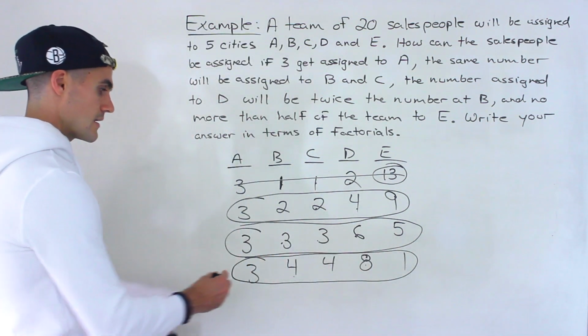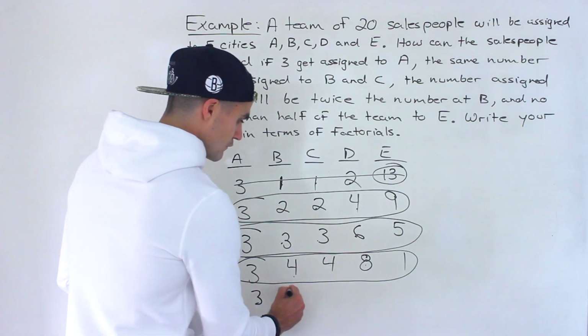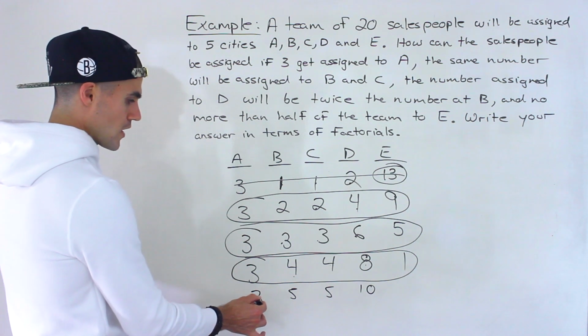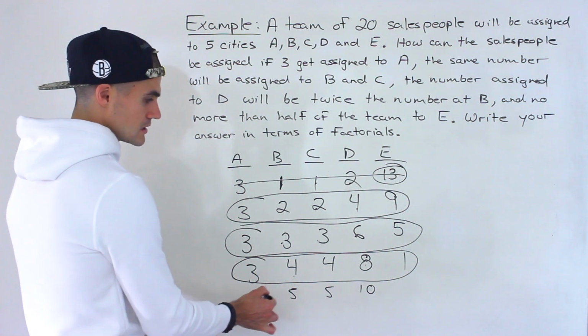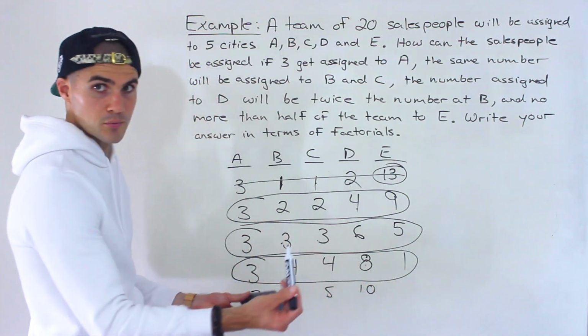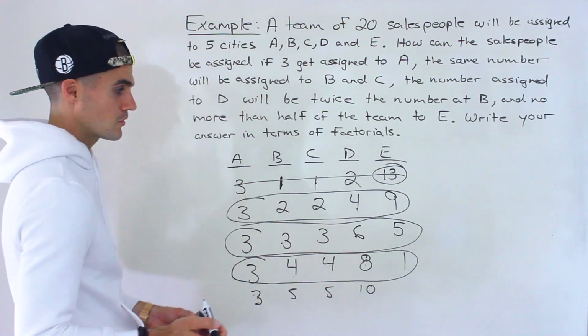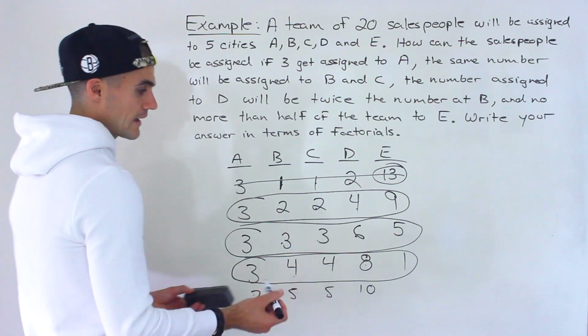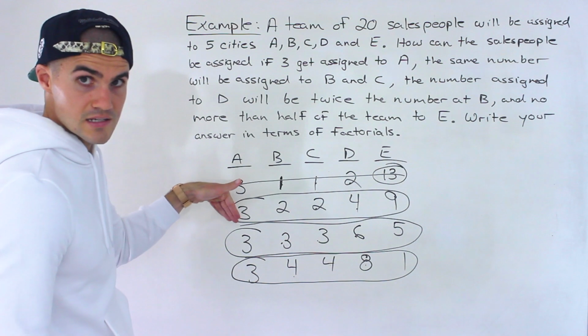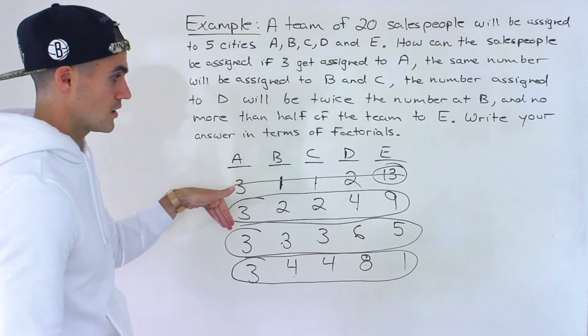Notice that if we bump this up to 3, 5, 5, 10, we'd end up with 8, 13, plus 10 would give us 23, and that would be more than the salespeople we have. So that next case would not work out. So really, there's only 3 cases to deal with here.